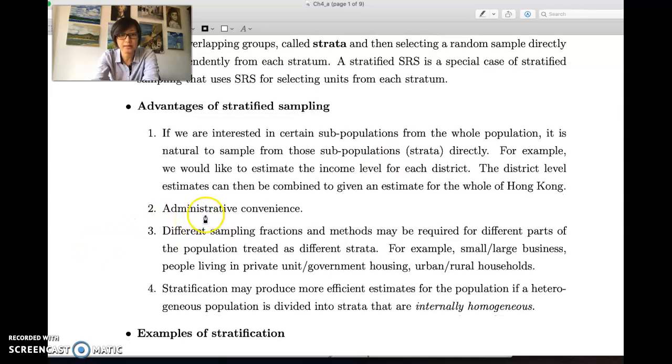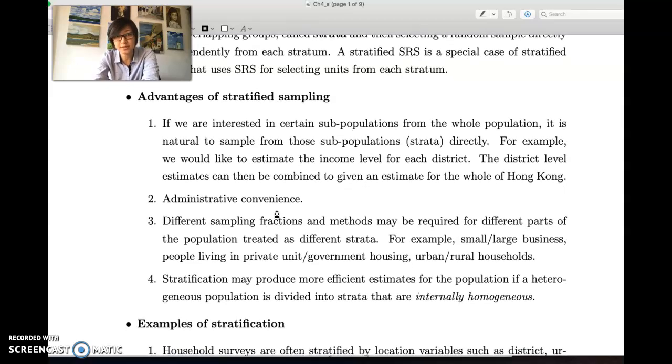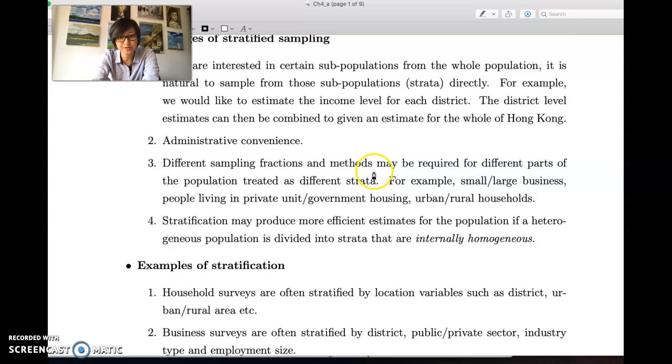Second, administrative convenience, and this is more related to the cost, the timing, or the budget, etc. We can ask each of the district councils to perform the survey and then collect data from them. This is easily conducted. Third, different sampling fractions and methods may be required for different parts of the population, treated as different strata. So within each stratum, we might have different fractions of sample to be collected and different methods. And then after all, we can collectively do the aggregation for the entire population.